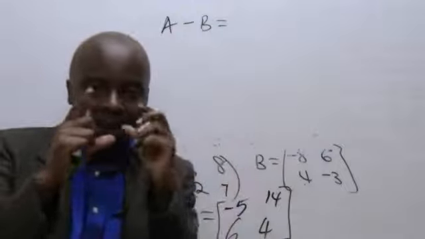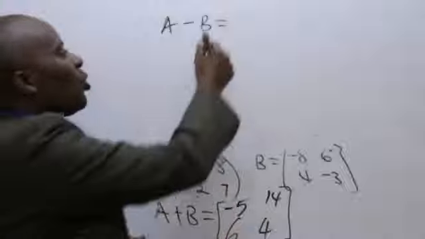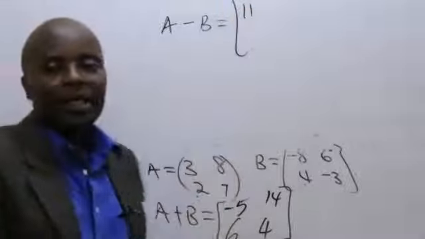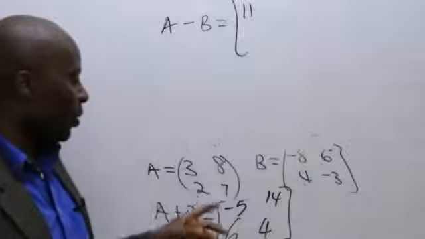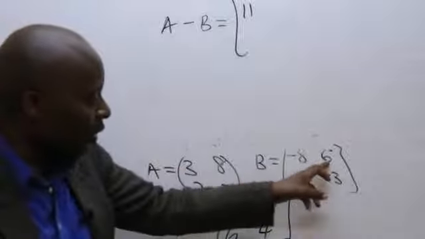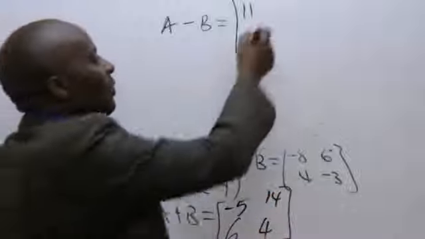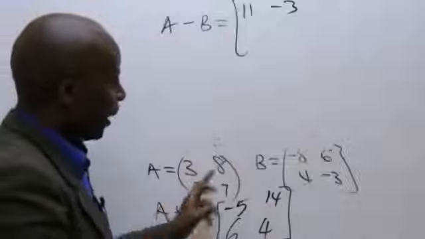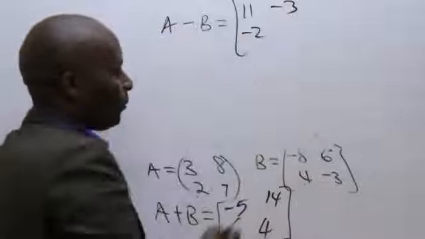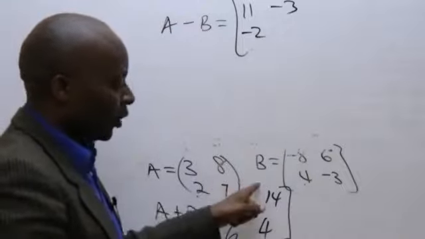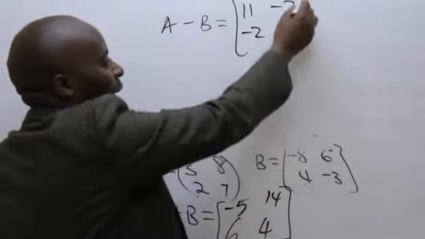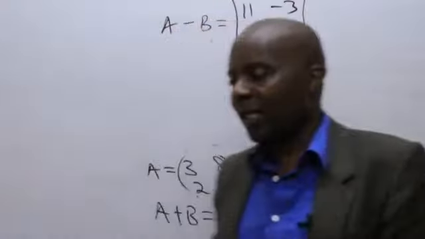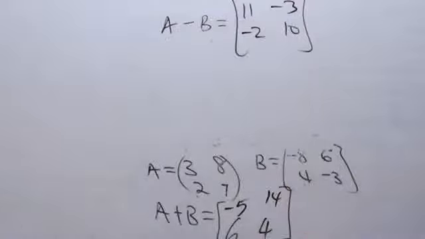3 minus -8, that will give us what figure? That will give us 11. From there, ladies and gentlemen, we have 3 minus 6, that will give us -3. And then we have 2 minus 4, that will give us -2. And then we have 7 minus -3, that will give us 10. Is there anybody who has any question regarding addition and subtraction, before I go to the past papers as Benjamin advised us to do?